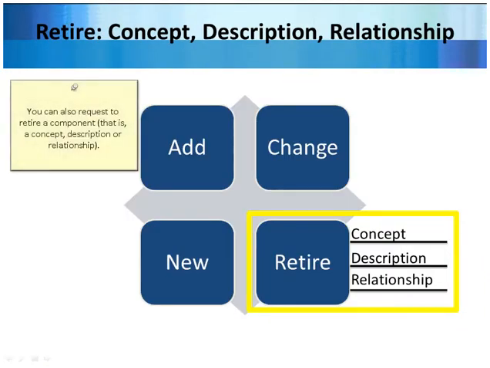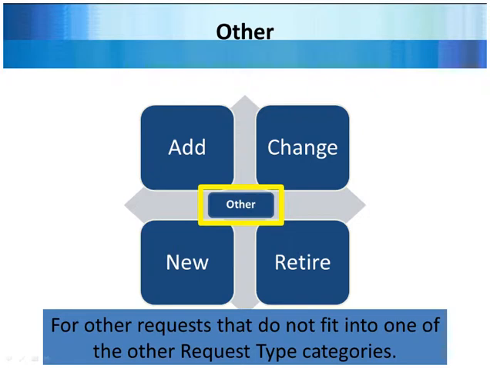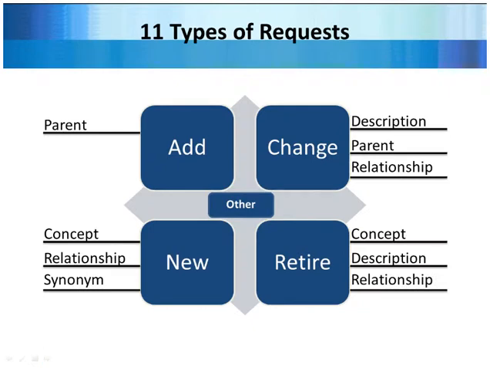You can also request to retire a component, that is a concept, description, or relationship. To retire means to move the status of a component from active to inactive. Thus, a request to retire a component is to request to no longer allow the concept, description, or relationship to be used. And finally, if your request does not fit into one of the described request types, there is an other category. We hope you found this tutorial on the 11 types of request helpful.